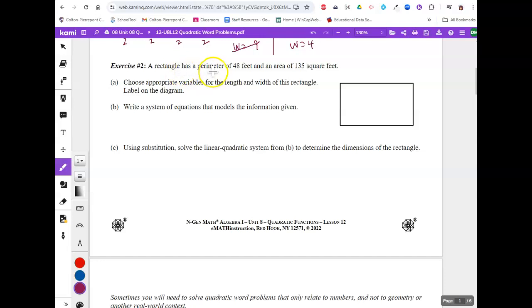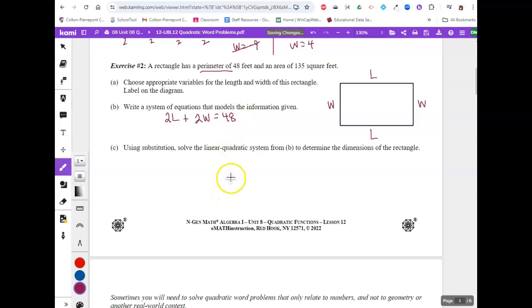A rectangle has a perimeter of 48 feet and an area of 135 square feet. We're going to use appropriate variables. We're going to use L for length and W for width. Remember, there's 2 lengths and there's 2 widths on a rectangle. So if I write a system of equations based on this, we have to use L and W to find the perimeter. How do you find perimeter? Well, perimeter means to add up all the sides, so that means 2 lengths plus 2 widths will equal 48.